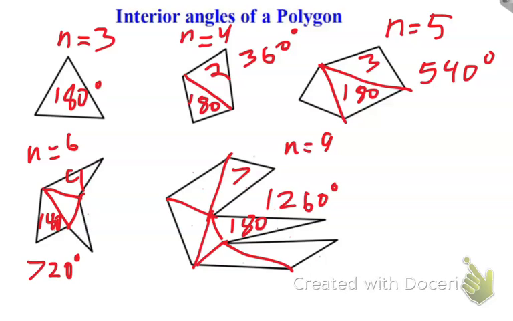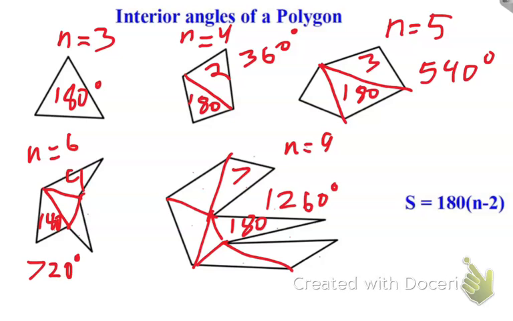And so this gives us a formula right here. The sum of the interior angles will be 180 times n minus 2, where n is the number of sides. So if we had 33 sides to our polygon, then we do 33 minus 2 is 31 times 180, and that would tell us how many degrees the interior angles added up to.